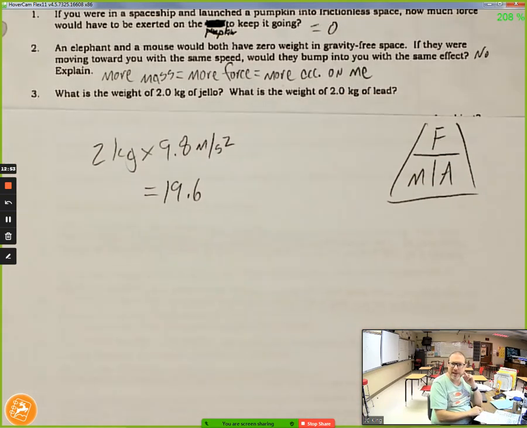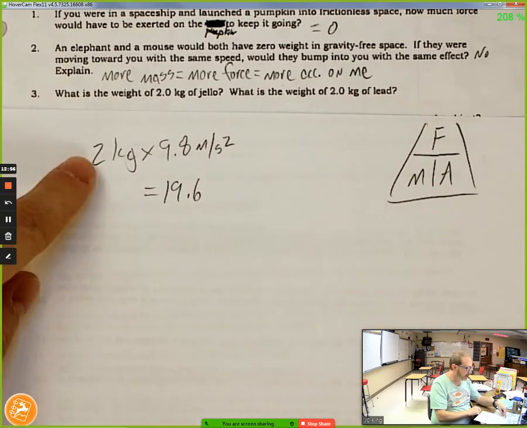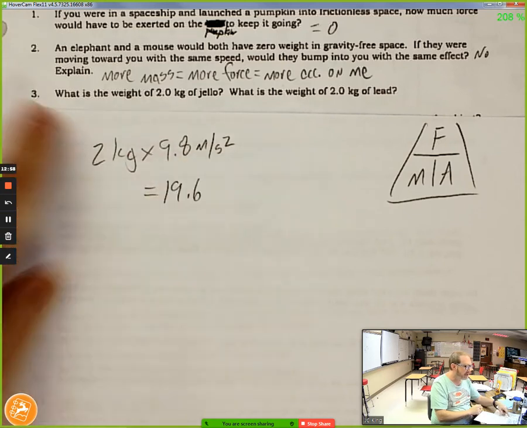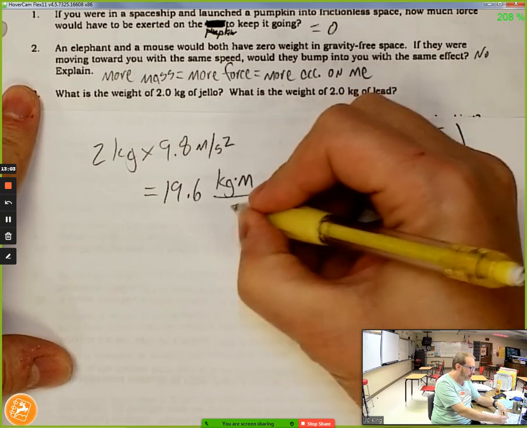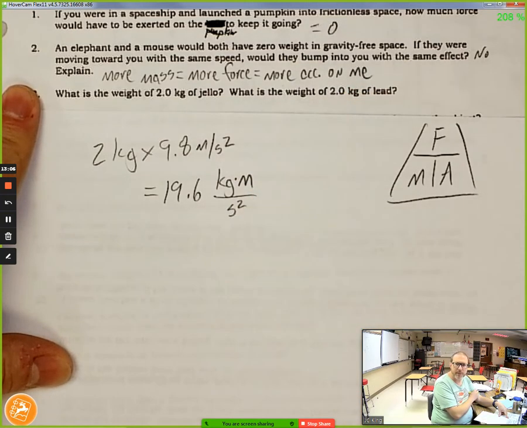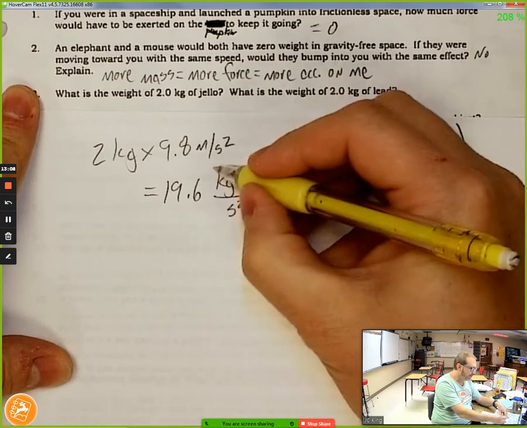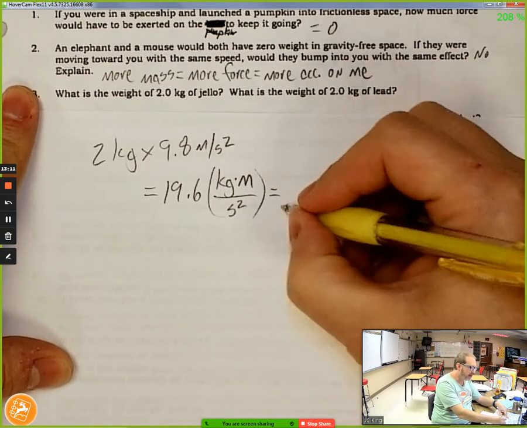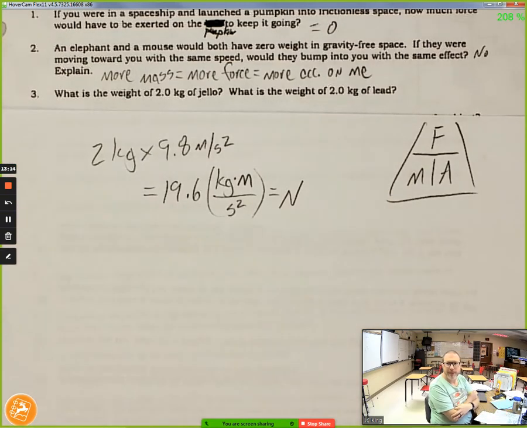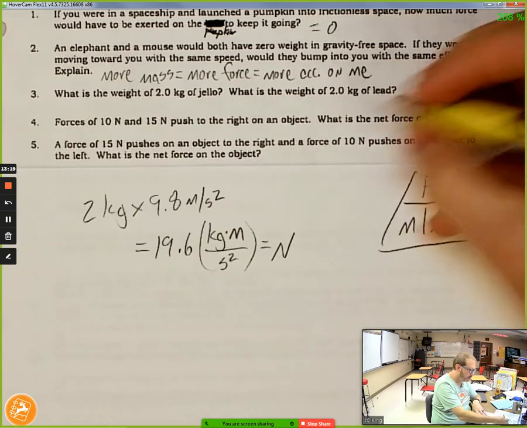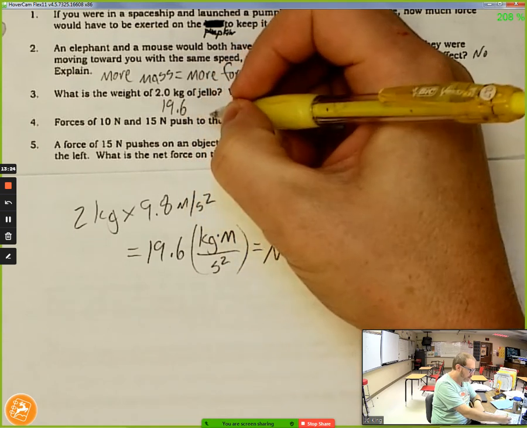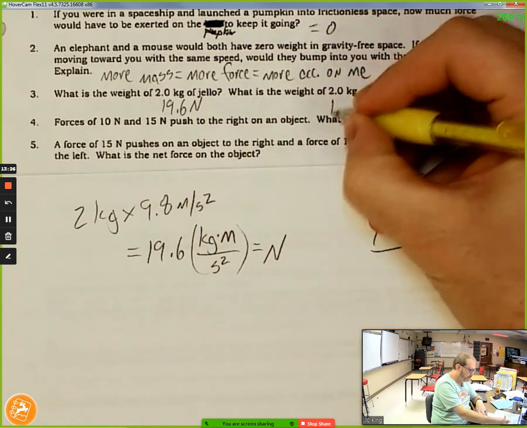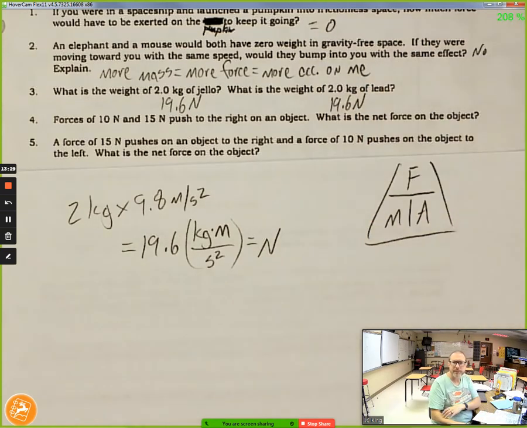Now, let's talk about units for that. If we're doing kilograms times meters per second squared, then my unit is going to be kilogram meters per second squared. You know another really fun thing? A kilogram meter per second squared is the same as a Newton. It's a derived unit, so you can just say 19.6 newtons. Easy peasy.